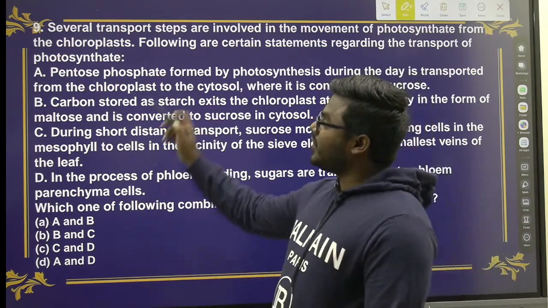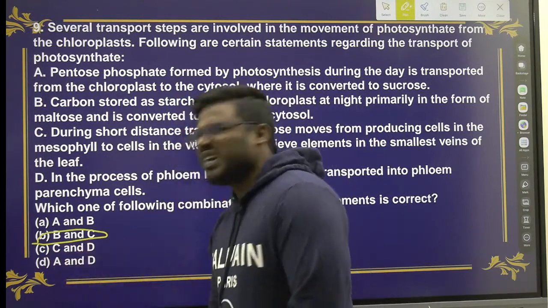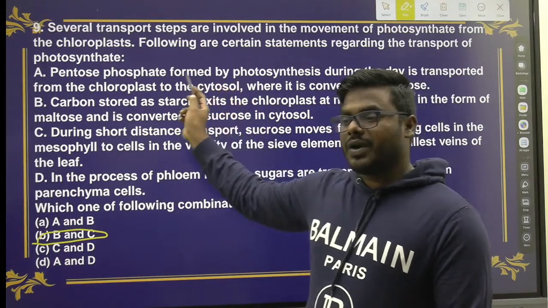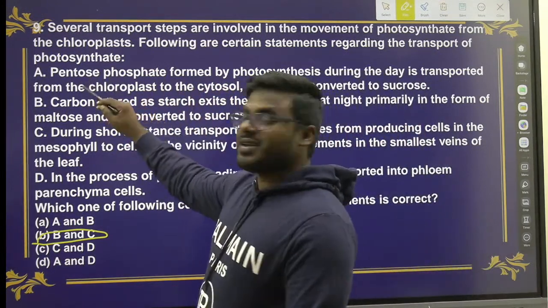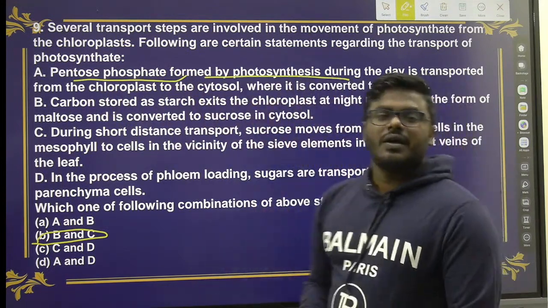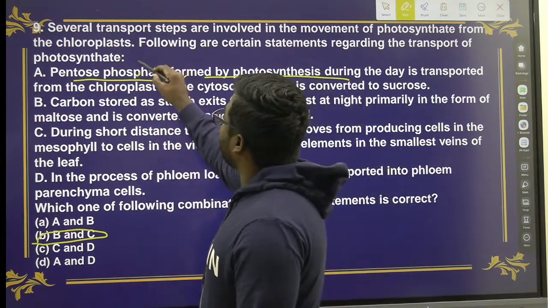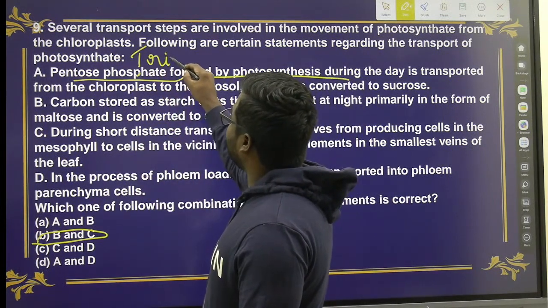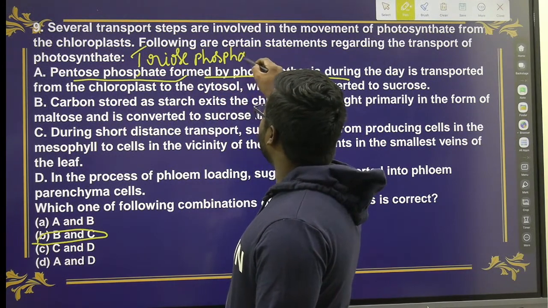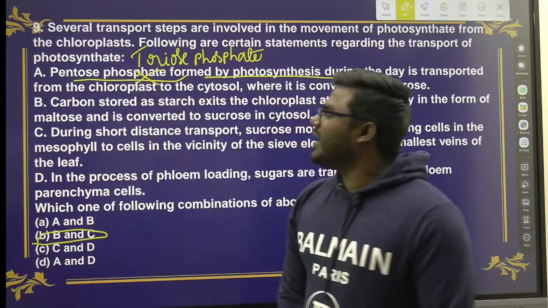The answer for question number 9 will be B and C. I don't know how people have given option A as the correct one. Everyone look into the question carefully. Option A says that pentose phosphate is formed by the photosynthesis. You only tell me, why would pentose phosphate be formed by photosynthesis? Photosynthesis always gives rise to what? Triose phosphate. Why would it give rise to pentose phosphate? It never ever gives rise to pentose. Obviously statement A itself is wrong.